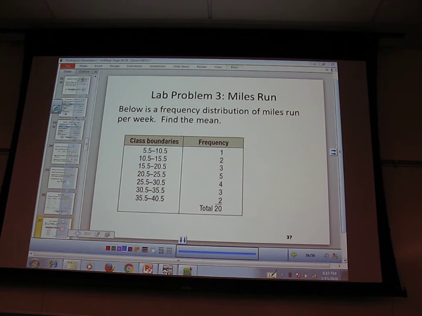Find all your midpoints, and then find the total. You add it up and divide by the total frequency.